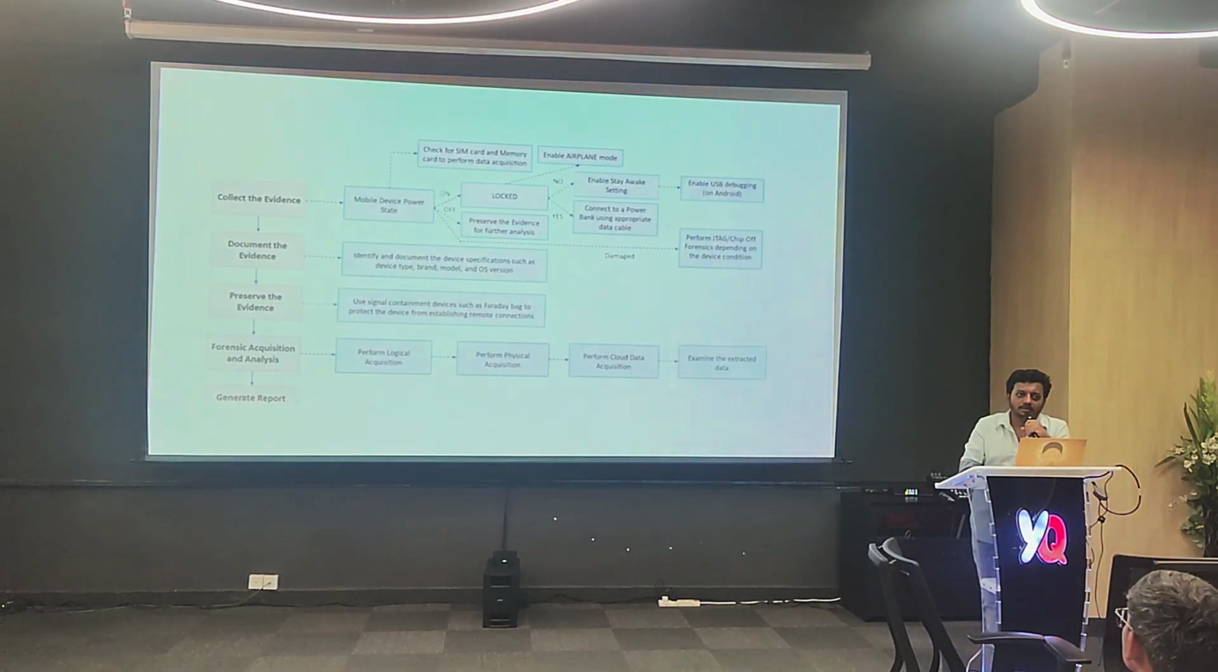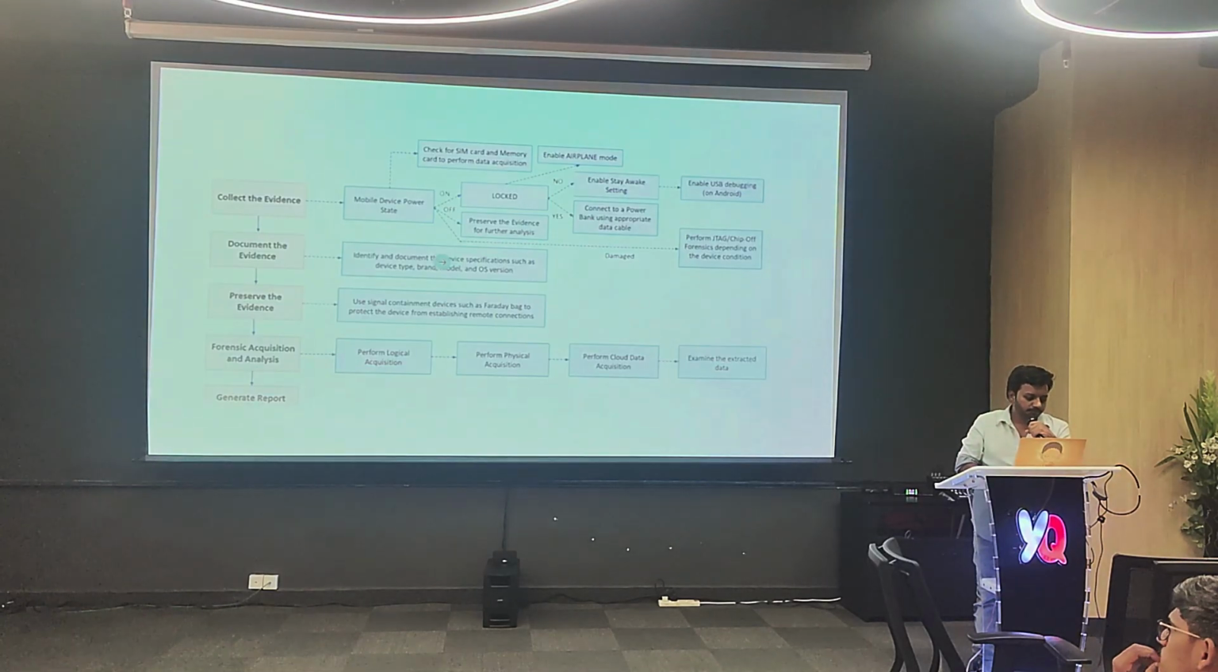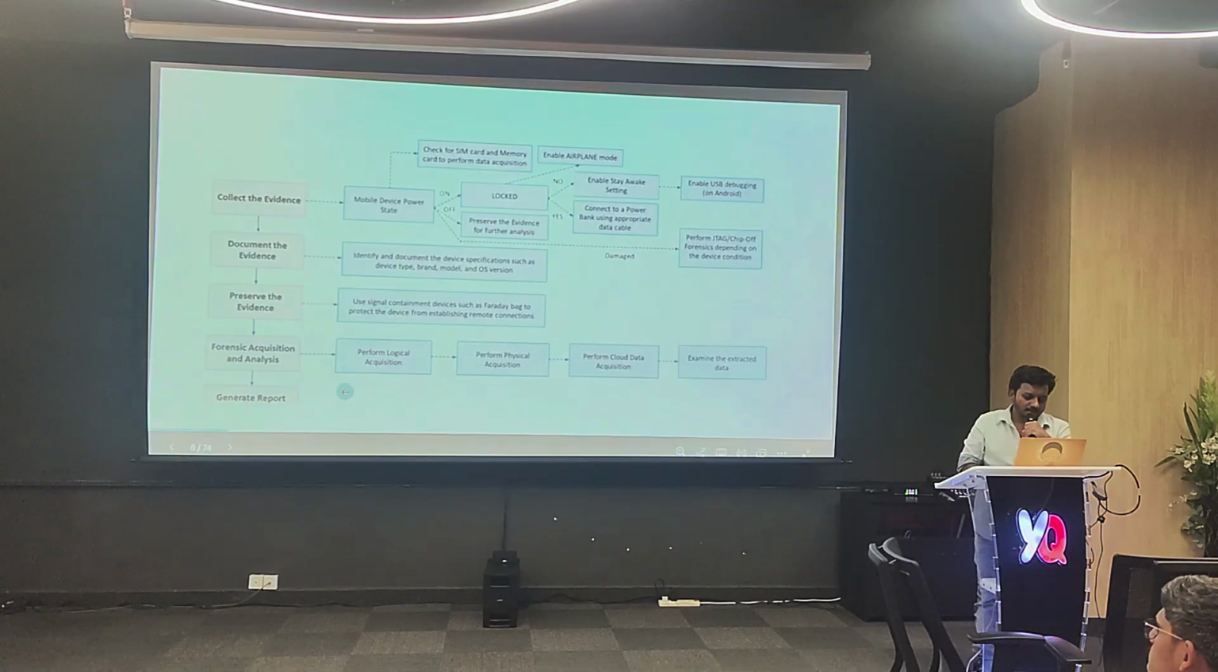JTAG forensics is something like what you may have seen on some YouTube channels that upgrade iPhone storage. For example, if you have an iPhone with 64 GB, they will remove the chip and upgrade that storage to 512 GB. So how do they remove it? They perform some kind of chip-level work, and they remove it. Likewise, we have to remove it. Then we have to document the evidence, and then perform the logical and physical acquisitions, and then cloud.